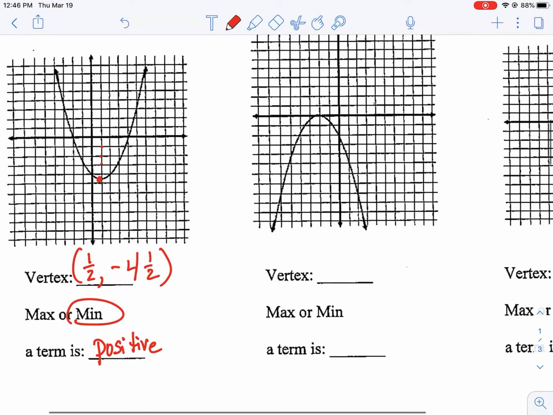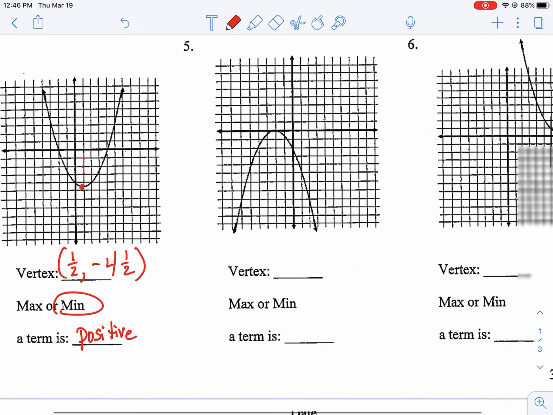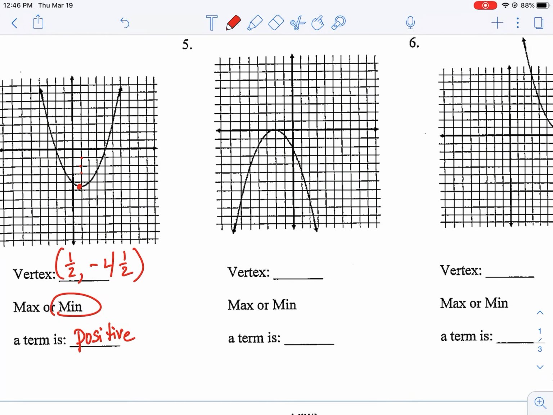All right, not too bad. Let's try the next one. You know what? The next one, I'm going to give you 10 seconds to fill out. You try it on your own.